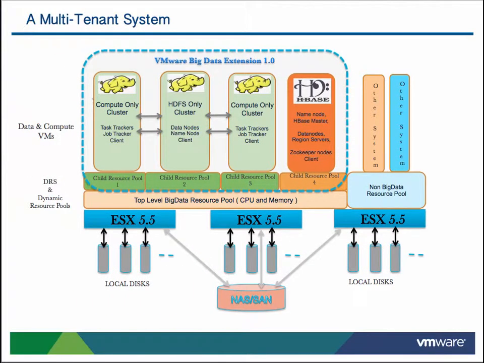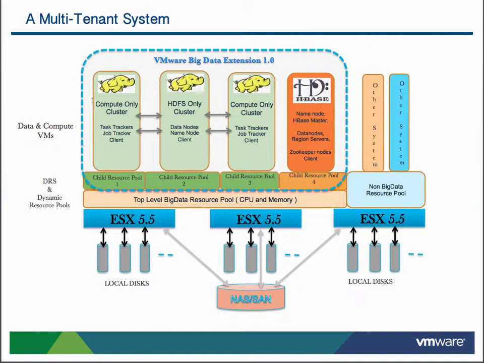Let's see how a multi-tenant system can be built on top of VMware Data Center. A VMware Data Center consists of multiple ESX hosts. Each of the hosts is connected to local disk as well as a shared storage. Data center can be subdivided into DRS clusters. Each DRS cluster can have multiple resource pools which can be dynamic. We will talk about the resource pools in the latter half of this video. Initially, we will talk about the multi-tenant system we have created on top of VMware Data Center.